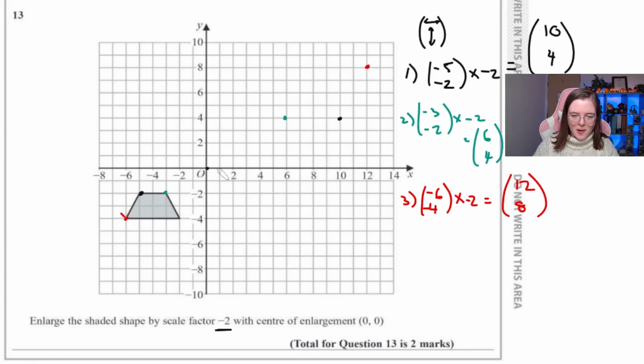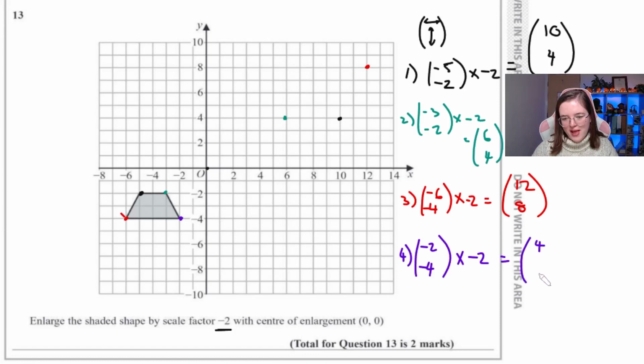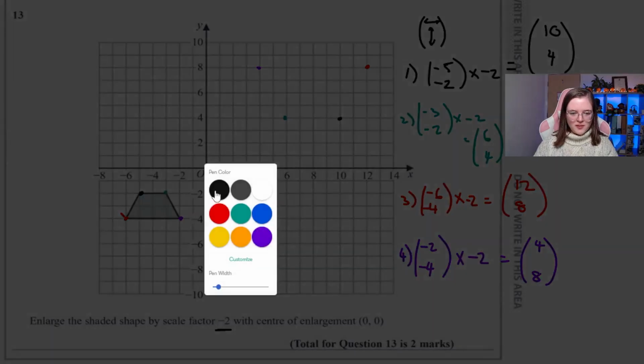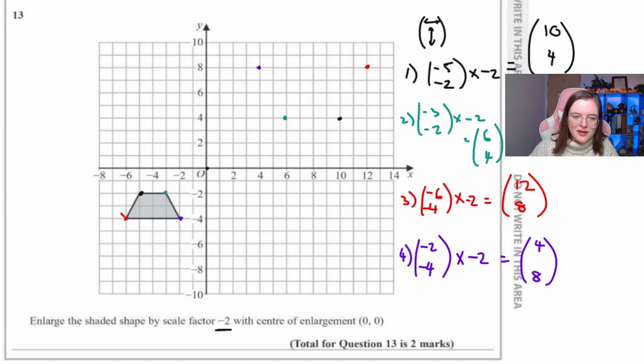There, and then I might have to figure out where the other point goes, but if not, I'll do it one more time to show you for the last time. The purple point is 1, 2 across, -2, and then 4 down, -4, times by -2 is 4, 8. So if I go 1, 2, 3, 4, and then 1 to 8, there it is. Then I go back to my original pen colour and join all those together, that one to that one, and so on. And there we are.